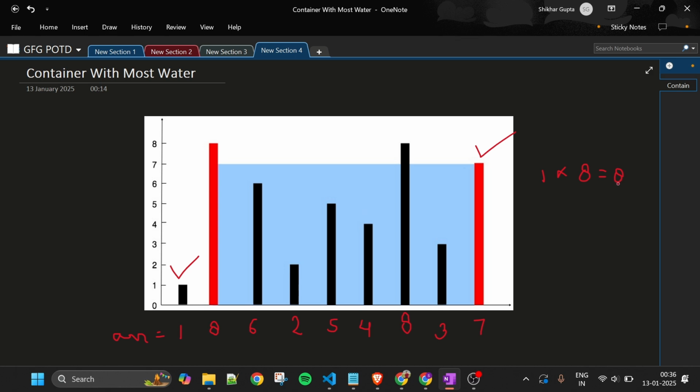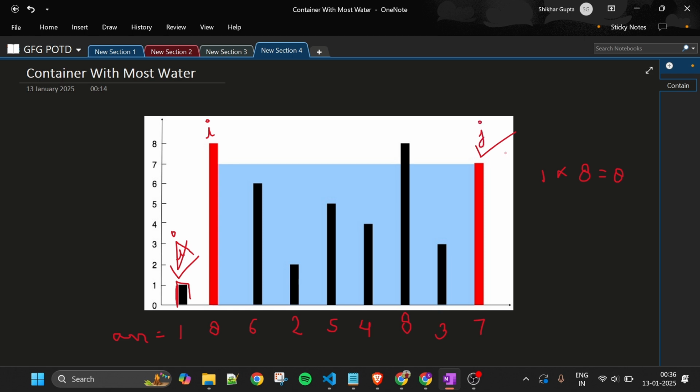But I have to maximize this 8. So how can I maximize? Look guys, 1 is shorter and 8 is greater. Let's say this is 7, this is 7, and this is 1. To maximize, I have to increase this length, which is smaller. And how can I increase it? By doing i plus plus, and now i will be removed from here and pointing to this. And j is already at this.